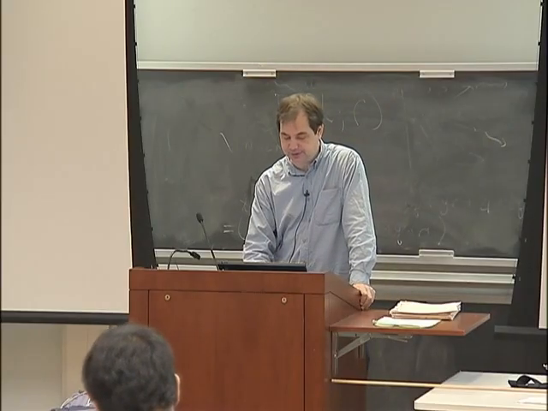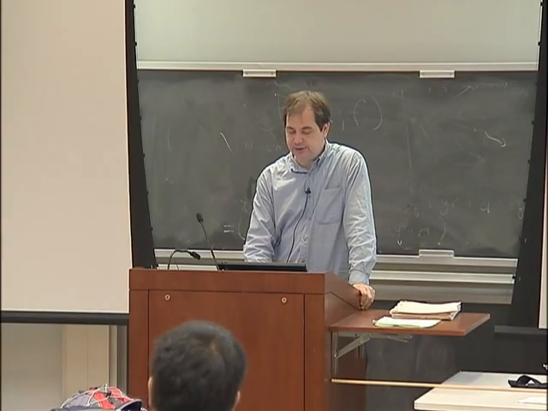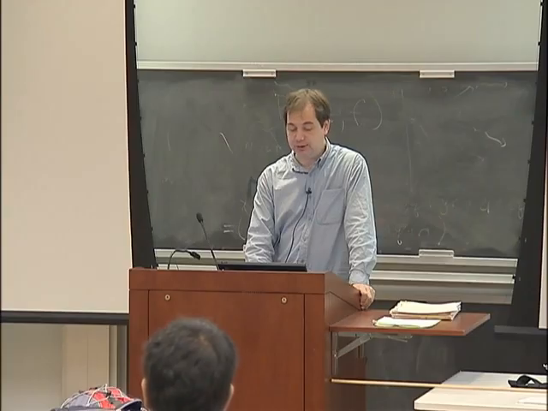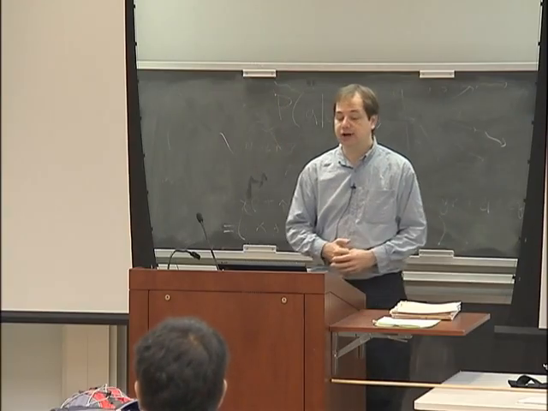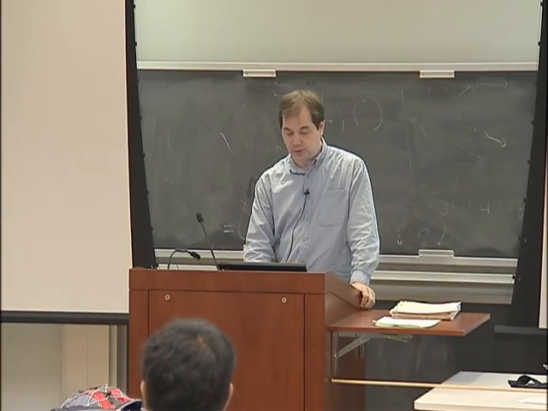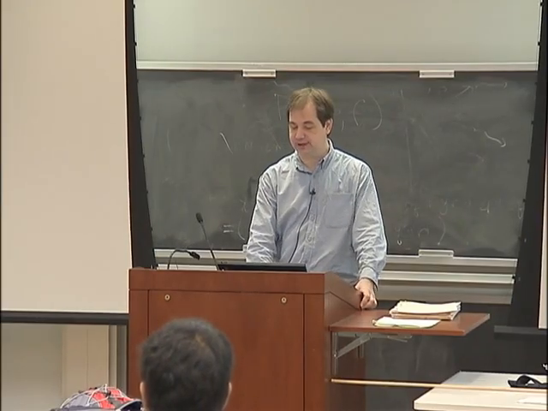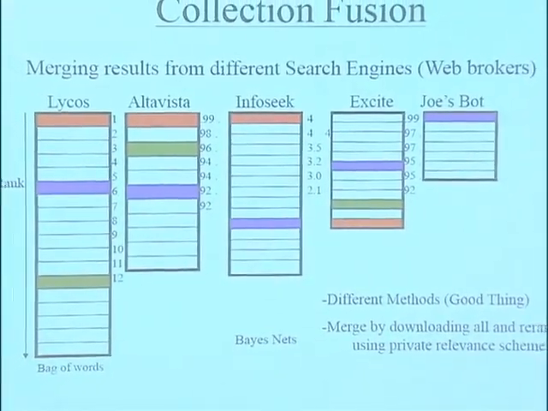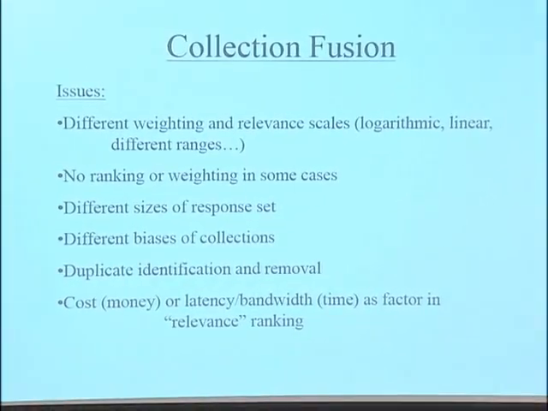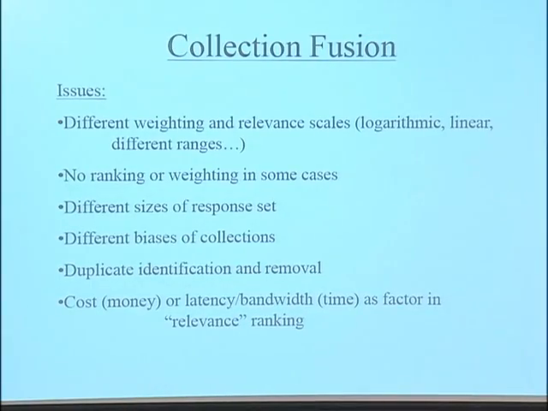Another possibility, of course, is that even if we give them all equal weight, or we have our own weighting scheme, we don't necessarily know how to merge a rank of number 6 with a score of 0.92, with a score of 3, with a score of 0.95. It's not at all clear how these things fuse. So clearly, we need to deal with different weighting schemes, different relevance scales. Some are logarithmic, some are linear, some are in ascending order, some are in descending order, some have no ranking at all.